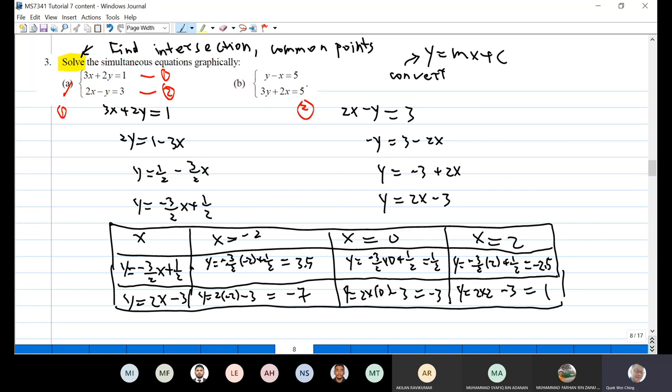Okay, so this is the table. First, convert the equation into standard form, y equal mx plus c. I WhatsApp this picture to you. You convert the equation, there are two equations there. Then afterward, make a table and find out the values of x and y for 3 points each. So now I'm going to make a table again on the next page and draw the graph for you.